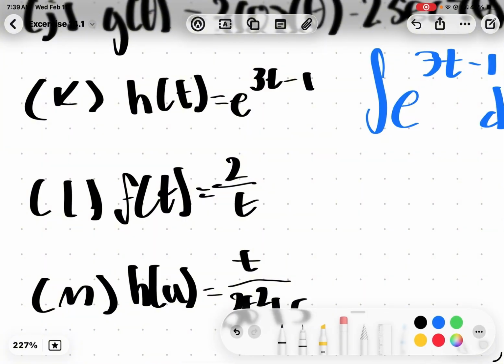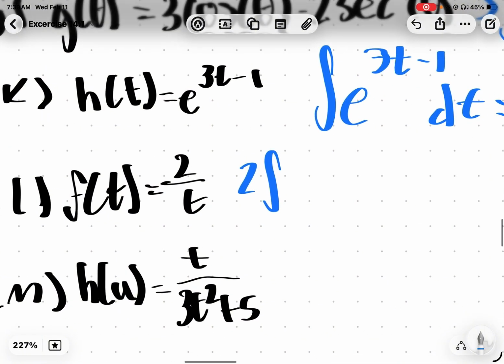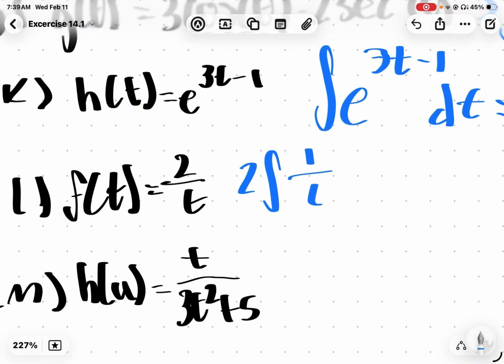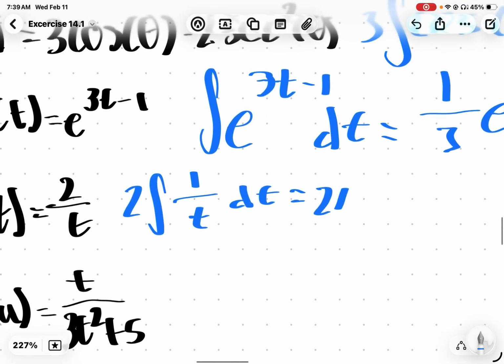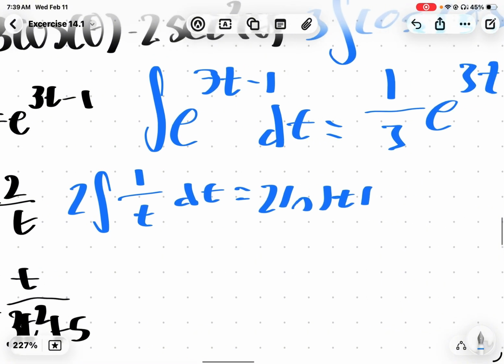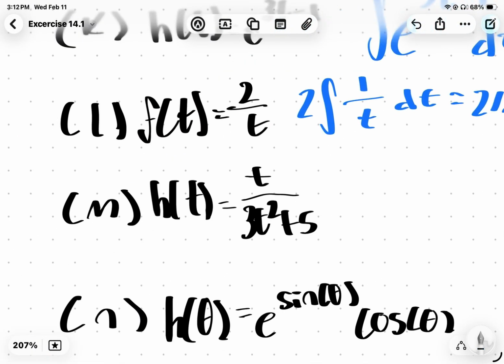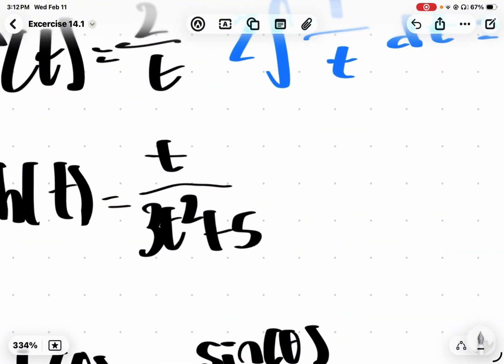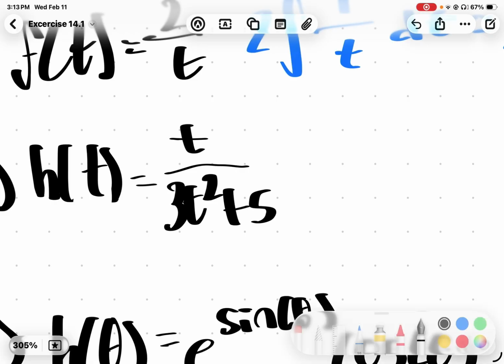Alright, so now for part L, we have f of t equals 2 over t. For the integral of this, we can take the constant 2 out, and then we just have 1 over t dt. So this would just be 2 times natural log of t plus c, since the derivative of the natural log of t would be 1 over t. Moving on to part M, we have h of t equals t over 3t squared plus 5.